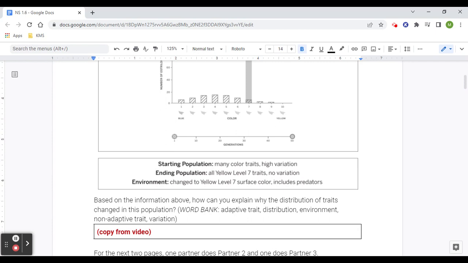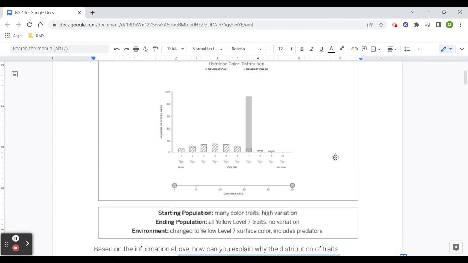Okay, so based on the information above, how can you explain why the distribution of traits changed in the population? And in your answer, I would like you to use, or at least try to use, some of these words here. So adaptive trait, distribution, environment, non-adaptive trait, and variation.